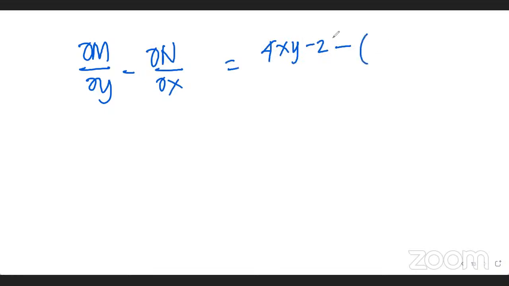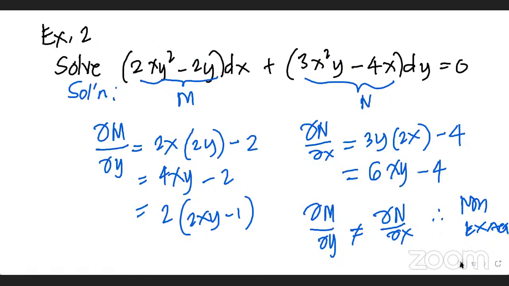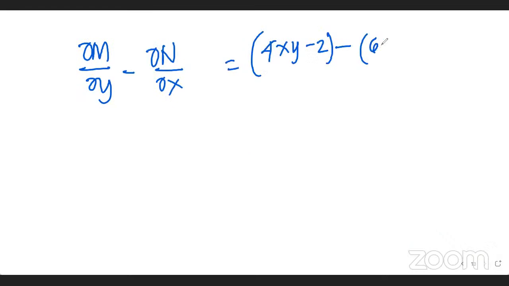I-subtract natin yung partial derivative ni N. Ano yung value ng partial derivative ni N? So 6xy minus 4. Combine like terms na lang. 4xy minus 6xy, we have what? Negative 2xy. Negative 2 plus 4. It's positive 2 kasi negative 2 minus negative 4. So positive 2.